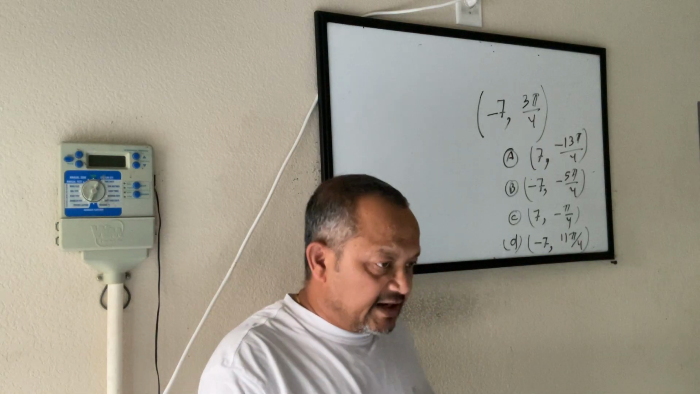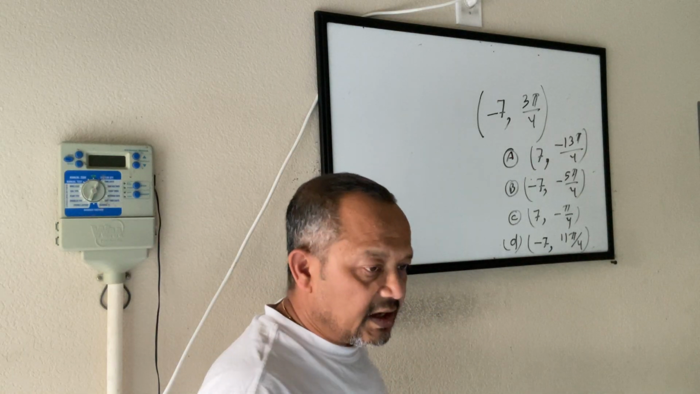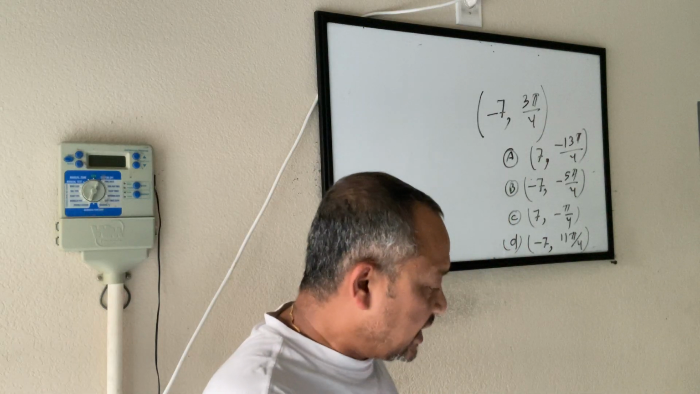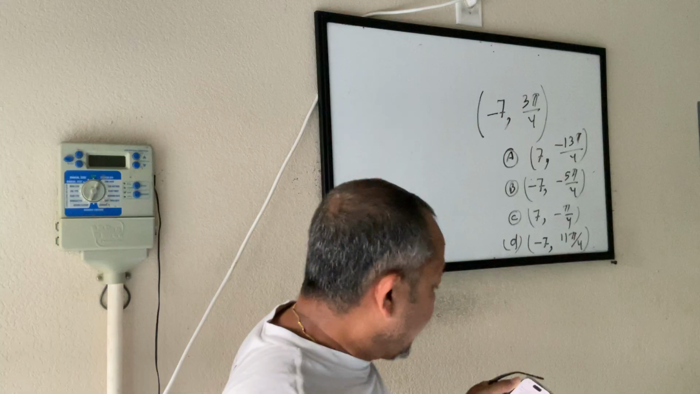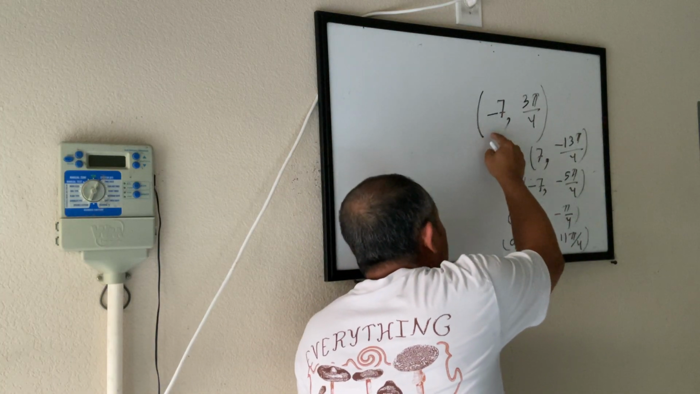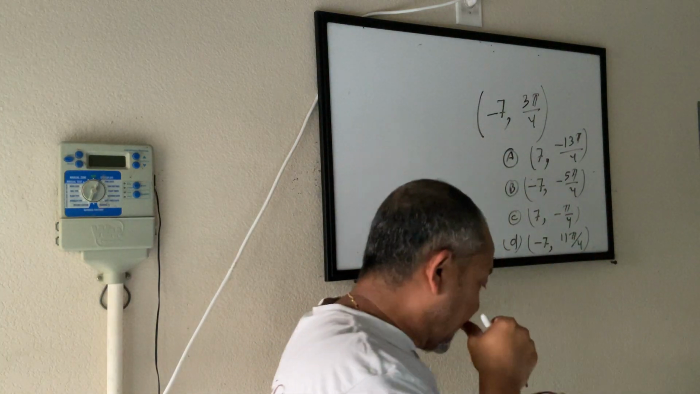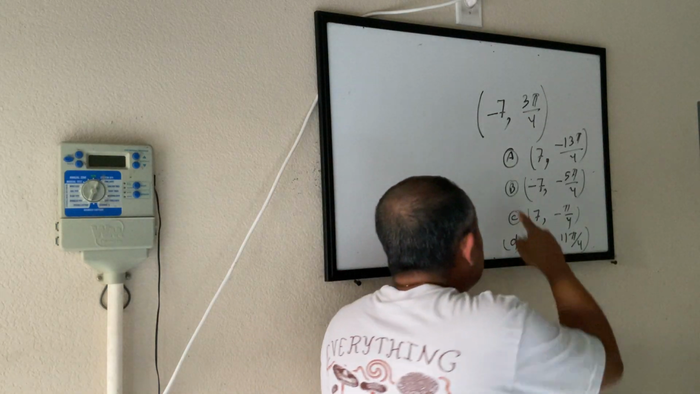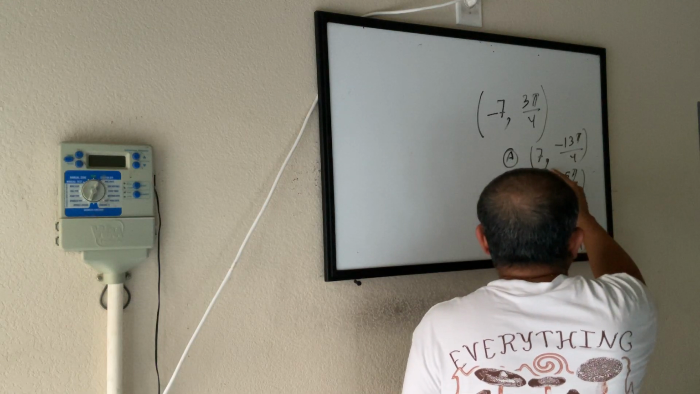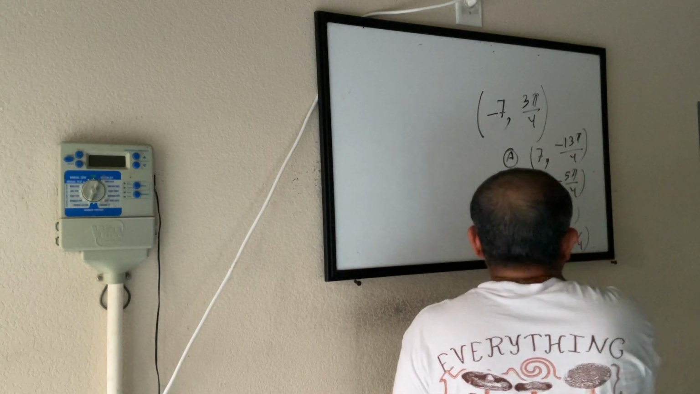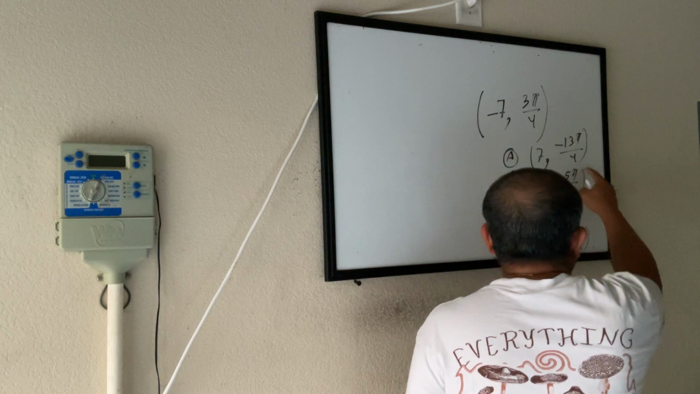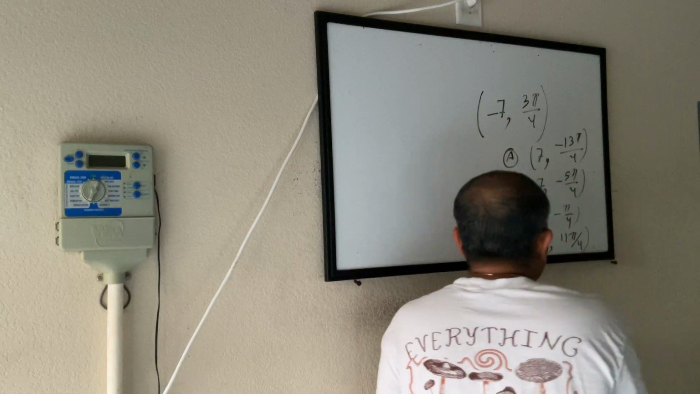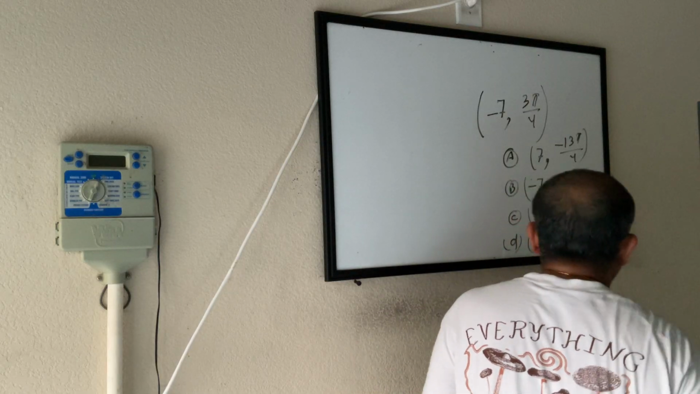So I'll read the question for you guys one more time. The question says, select all the equivalent ways to name the same location as the polar coordinate. This is a polar coordinate. You have to find all the equivalent ways to name the same location. The first one is 7, comma -13 pi over 4. Second one is -7, comma -5 pi over 4. Third option is 7, comma minus pi over 4. And the fourth one is -7, comma 11 pi over 4.